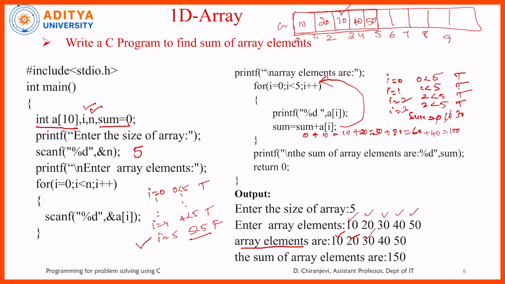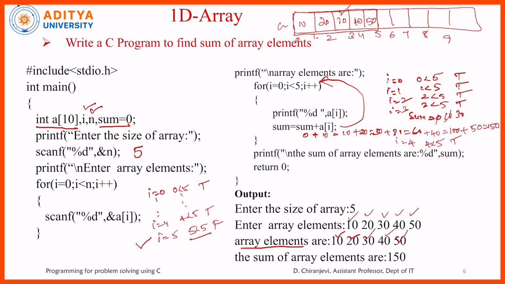After that, you will update the I value again. This time I value is 4, and 4 less than 5 is true, so you will print a of I. A of 4 value you are printing. How much is a of 4? It is 50, so 50 is printed. Earlier you printed 40, and now 50 is printed. After printing 50, you will find the sum. The updated sum value is 100 plus a of 4 value, which is 50. So 100 plus 50, you got 150, the final sum value.